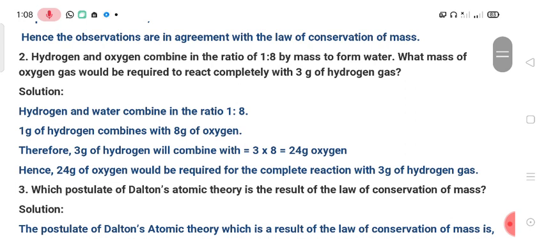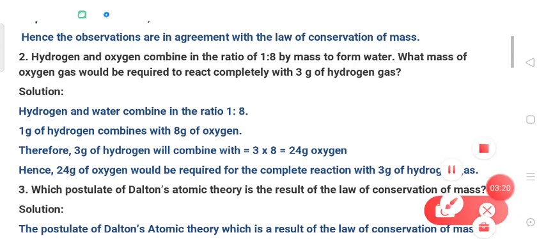Hydrogen and oxygen combine in a ratio of 1:8 by mass to form water. What mass of oxygen gas would be required to react completely with 3 gram of hydrogen gas? So dear students, as you know, in the laws of chemical combination there is a law that is called law of constant proportions. That law states that whenever two or more elements combine to form a compound, the ratio of their masses is always fixed, or we can say they combine in a fixed proportion to make a particular compound.